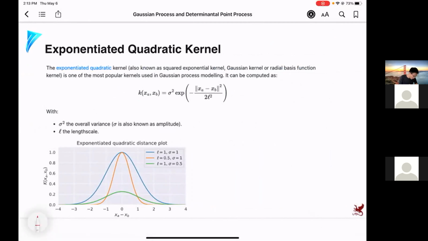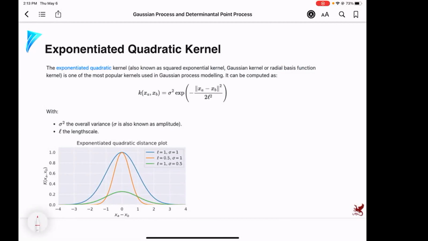But if we reduce this L, make L smaller, that is saying that if xa and xb are far away, I consider them as uncorrelated. They do not have a big influence on each other. But if I increase the L, I'm saying I'm going to consider a longer length scale. So even though xa and xb are far from each other, I still consider they have a slight influence on each other.